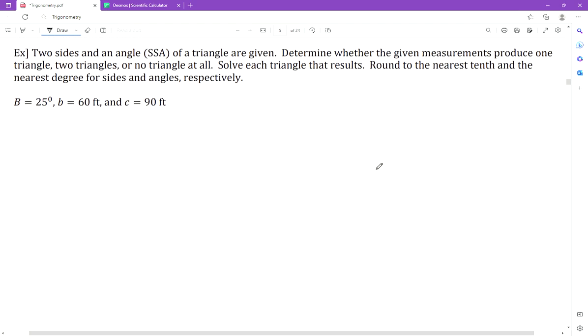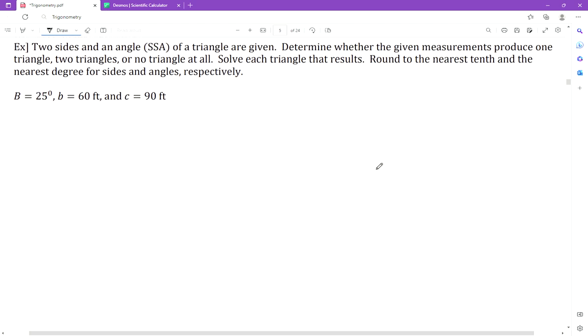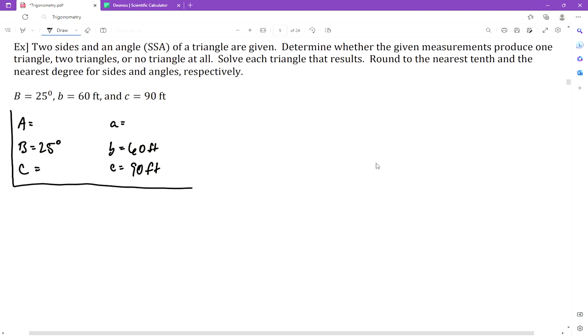So let's set up our table. Whenever we're solving a triangle, I like to set up a table. So we have A, we don't know. B, we've got 25 degrees. C, we don't know. And then little a we'll put to the side here. We don't know. Little b is 60 feet. And then little c is 90 feet. Okay, so we've got that. Let's box it up like we normally do.